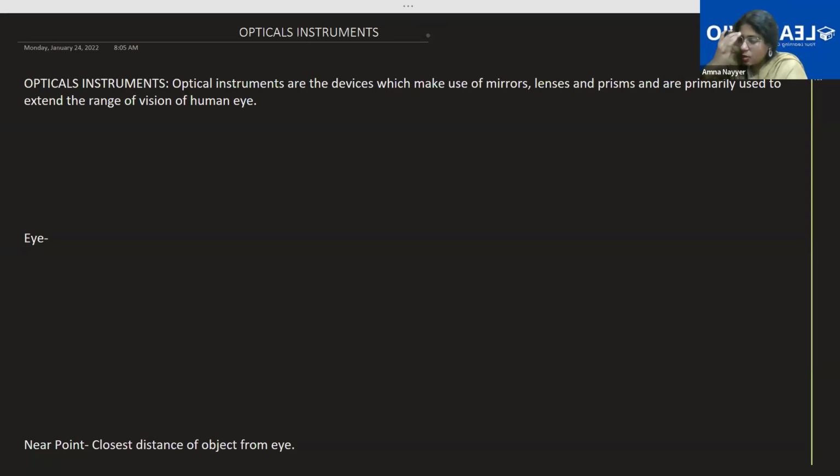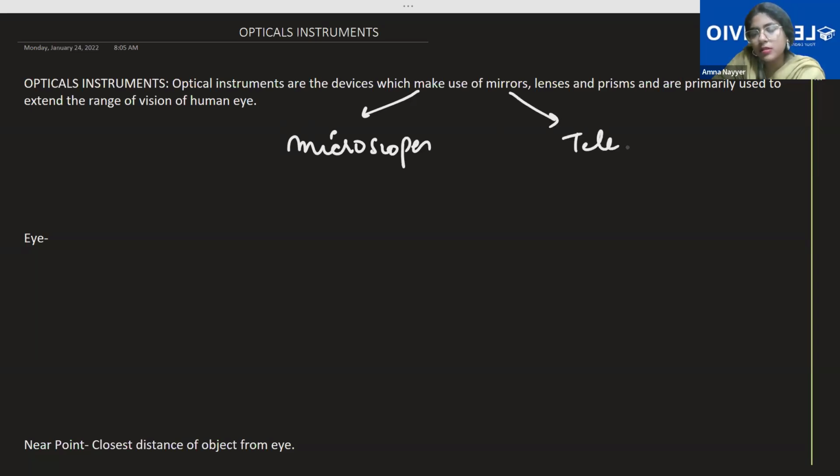So these optical instruments are basically devices. It's written also: optical instruments are the devices which make use of mirrors, lens, and prisms, and are primarily used to extend the range of vision of the human eye. Here in optical instruments, basically we have two kinds of instruments that we'll be discussing. One will be the microscopes, the other one will be the telescopes. In microscopes, we'll be doing two kinds, simple and compound.